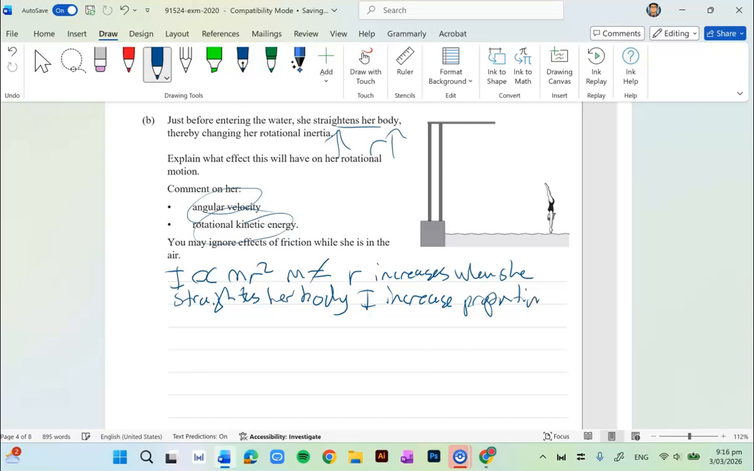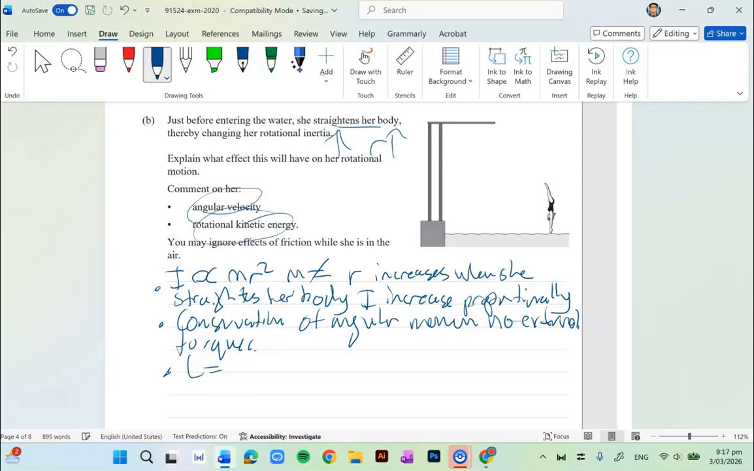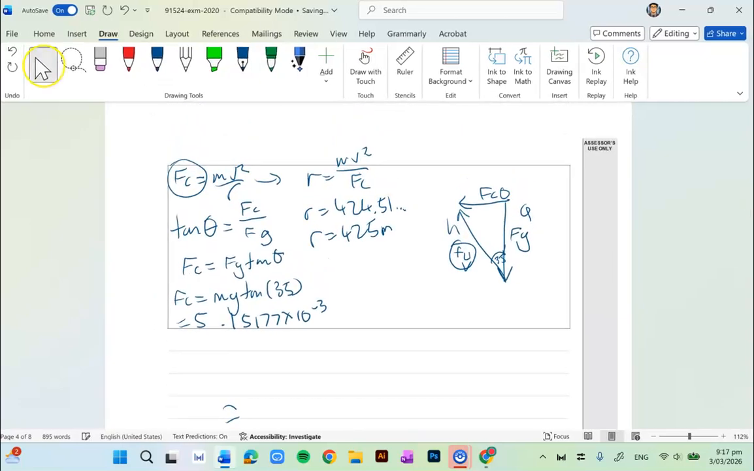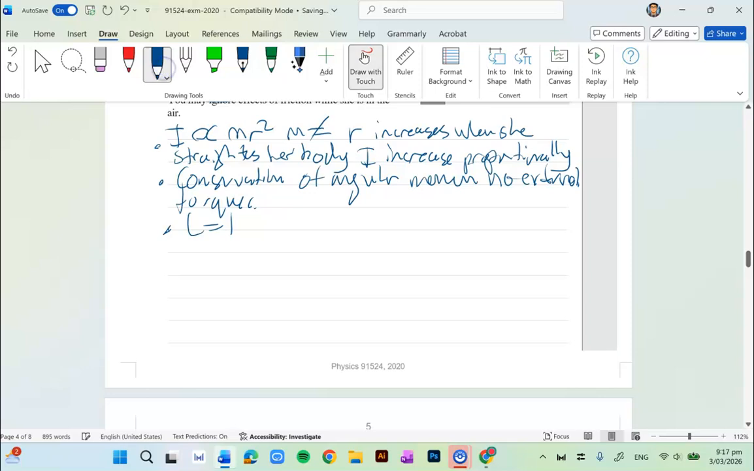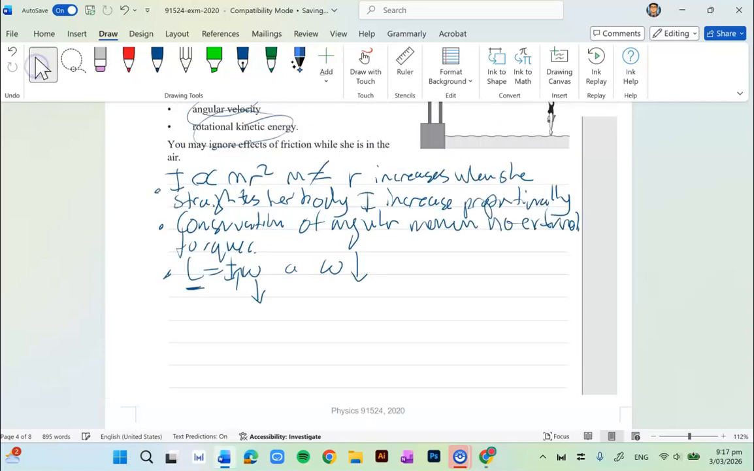I don't know why I'm writing all these words out, it's wasting a lot of time. So we're going to assume conservation of angular momentum, no external torques. I know you can't read my handwriting, but you can hear what I'm saying, so it's fine. That means L equals I omega. Oh, what happened? Equals inertia. If this is increasing and this stays the same, this has to decrease. So her angular velocity is going to decrease.